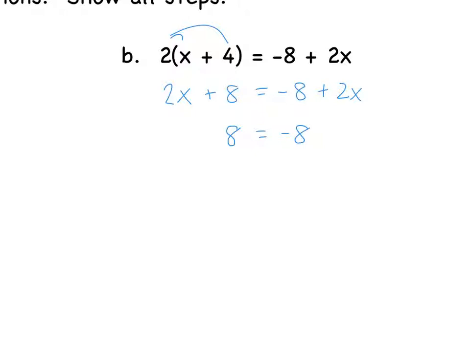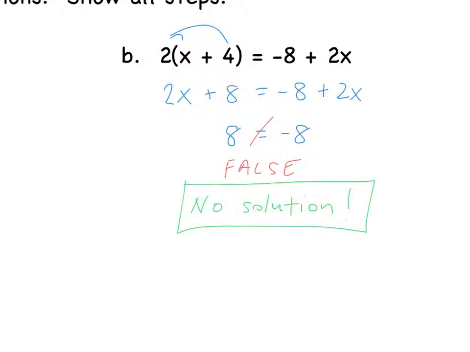All right. Now, is that a true statement? No. Positive 8 does not equal negative 8. It never will. So that's false. Okay, those do not equal one another. So if it's a false statement, what is our solution? Well, no solution. No matter what value I plug in for x, I will never get a true answer. So our answer is no solution. Okay, so recognize the difference between those special solutions.